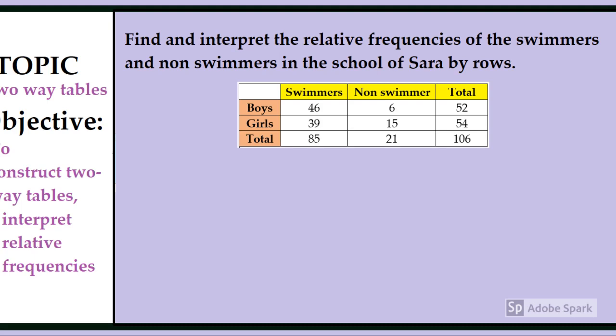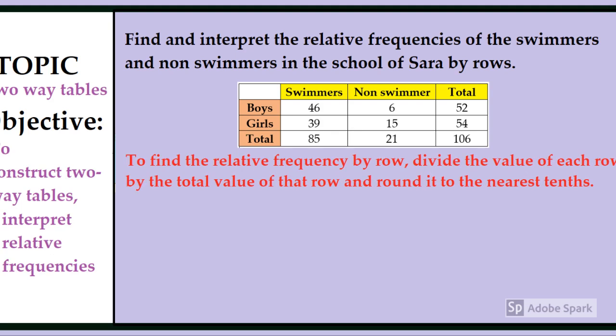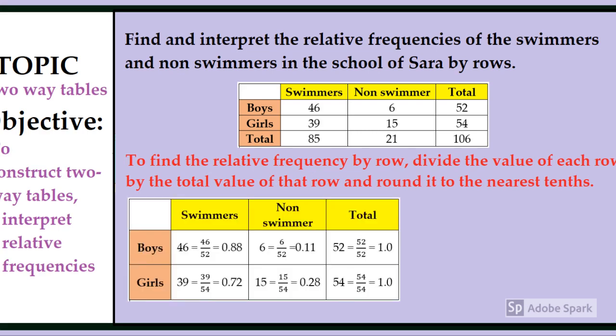So let us find out and interpret the relative frequencies of the swimmers and non-swimmers in the school of Sarah by rows. To find the relative frequency by row, we're going to divide the value of each row by the total value of the row and round it to the nearest tenths. So if we divide the first row, which are boys, by 52, and the second row, which are girls, by 54, we can come up with the relative frequency.